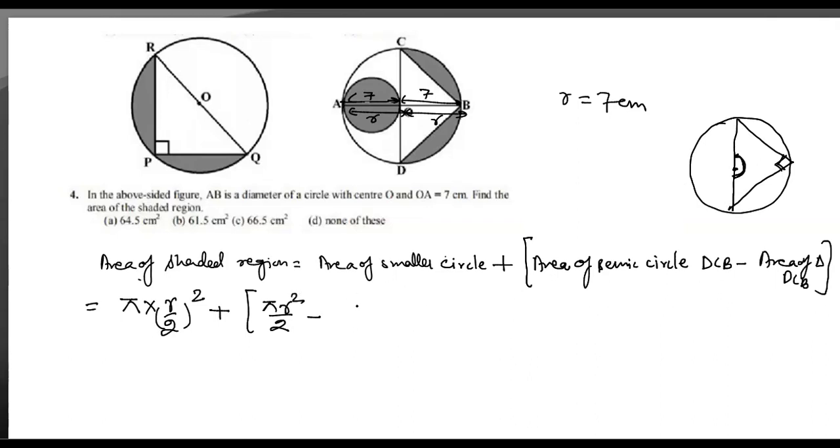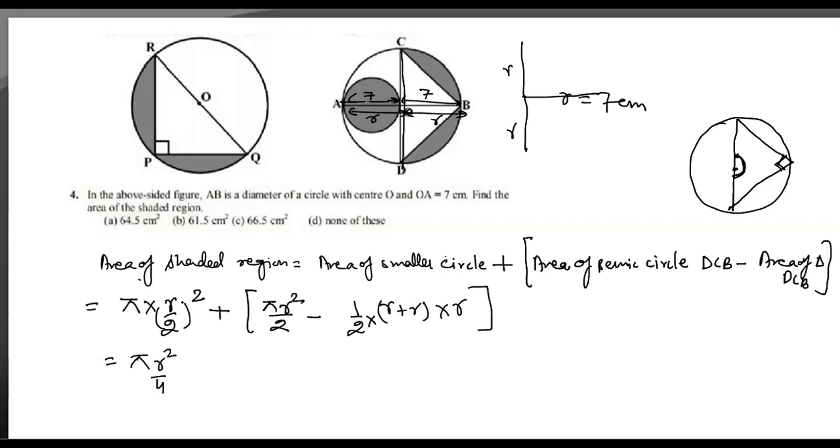simply half into base. What is the base? Base is actually 7, meaning r plus r. This is r and this is also r, and the height is also r, so both are r. So here it is r plus r, this is the base, and into r. That would be equivalent to pi r square by 4, because when you open this bracket, r square, it will become 4 here.